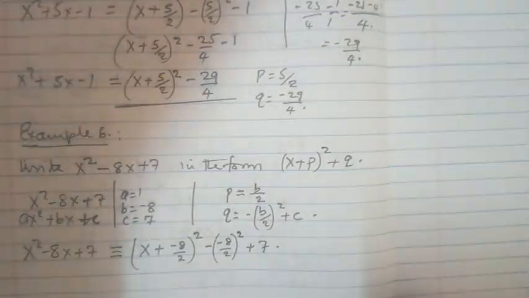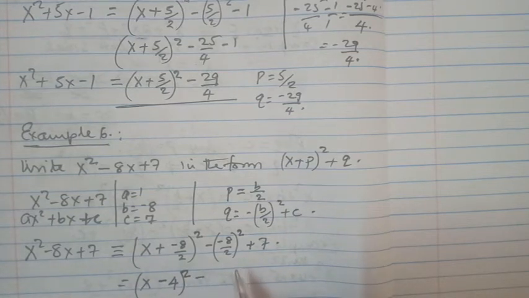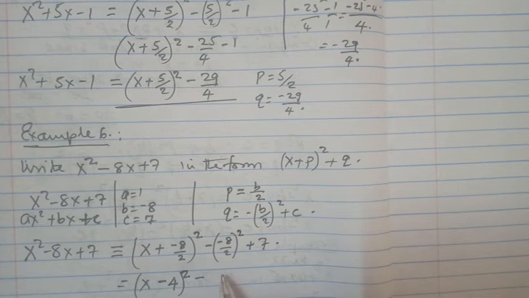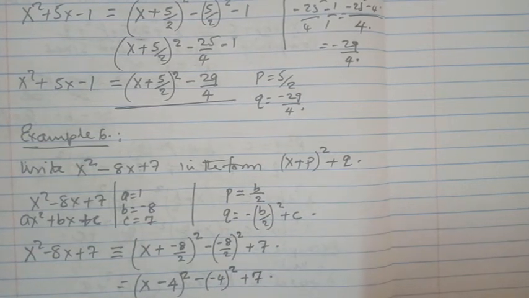At that point, we can already see that this is going to be x plus minus, maintains minus, so minus 4 squared, minus, this is minus 4, because minus 8 over 2 is minus 4. Minus 4 squared is 16, but we can just talk about minus 4 squared plus 7. Fine. What is this? What are we getting?